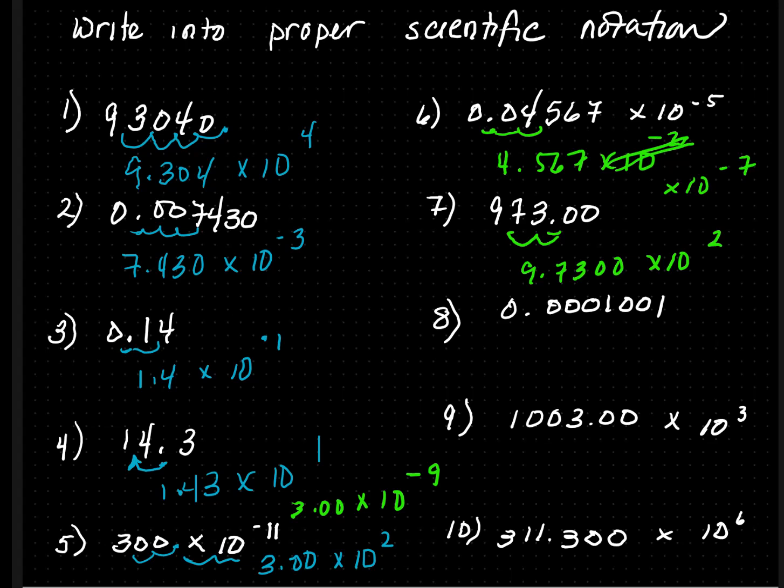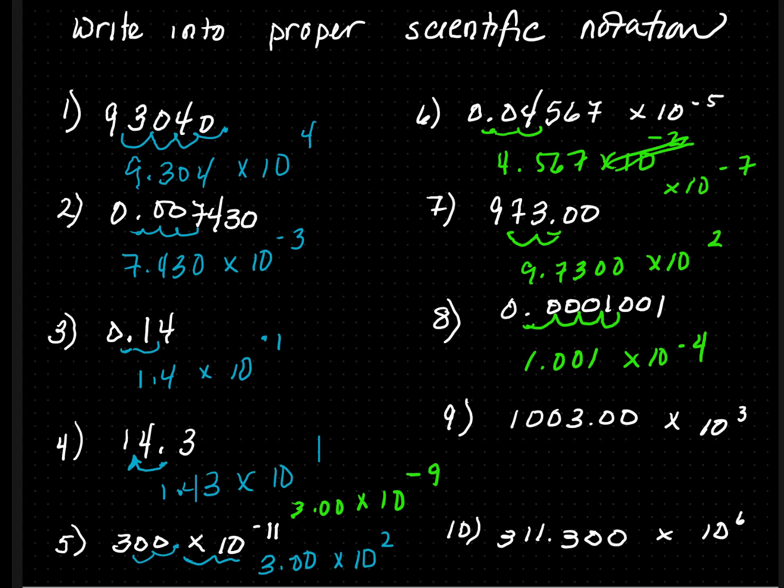On number 8, we're going to locate the decimal, and this is going to be moved to the right. We're going to continue moving 1, 2, 3, 4 times until we get one digit to the left of the decimal, times 10 to the negative 4th power because we moved the decimal 4 times, and this is a small number, so it's a negative exponent.